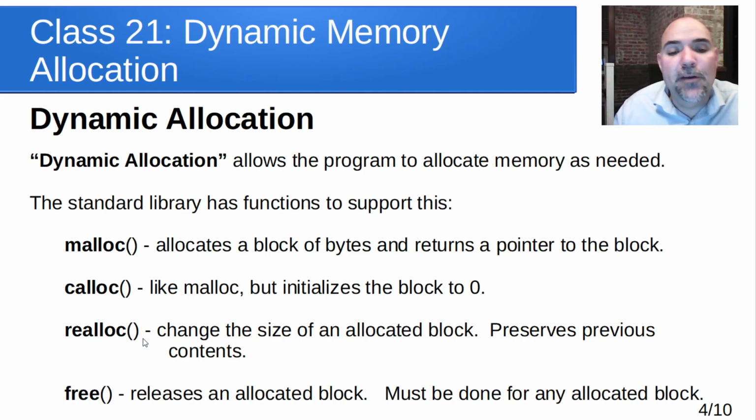And then finally, free releases an allocated block. So if we allocate some block of memory, we should always free it. No exceptions. If you come to this from Python, you're probably not used to having to release things or free things. In C, we have to do that. If we allocate it, we have to free it.